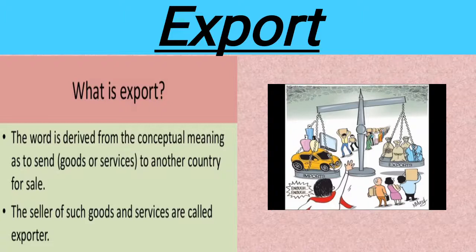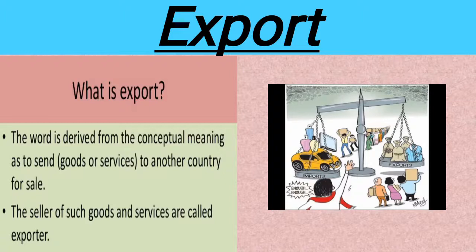For example, we sell clothes, surgical instruments, leather goods, handmade carpets, cutlery, rice, handicrafts and some sports goods as well. So exports are goods that we sell to other countries. They are called exports. Well, guys, the word export is derived from the conceptual meaning of sending goods or services to another country for sale. And the seller of goods and services is called an exporter. The person who sells goods to other countries is called an exporter.